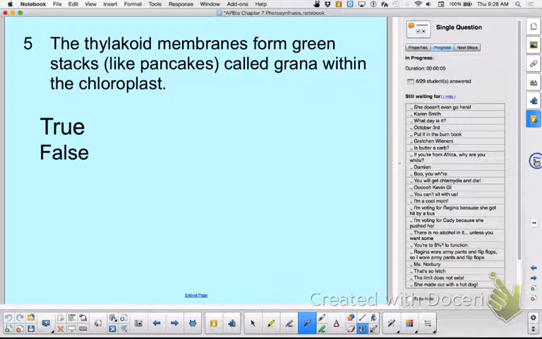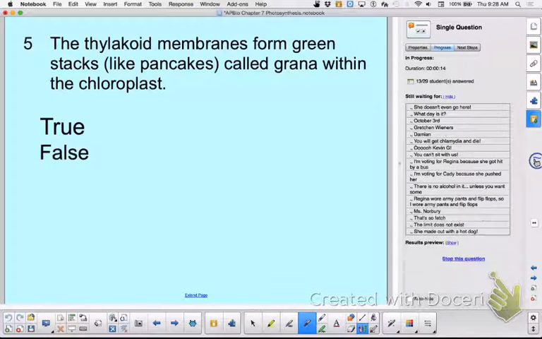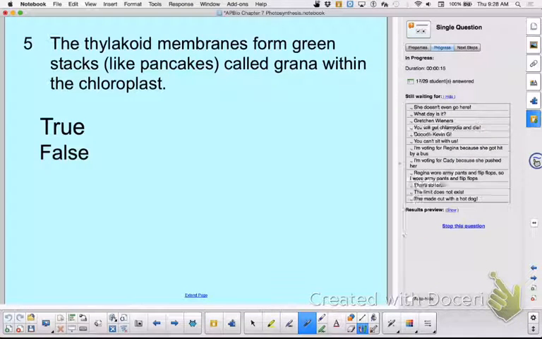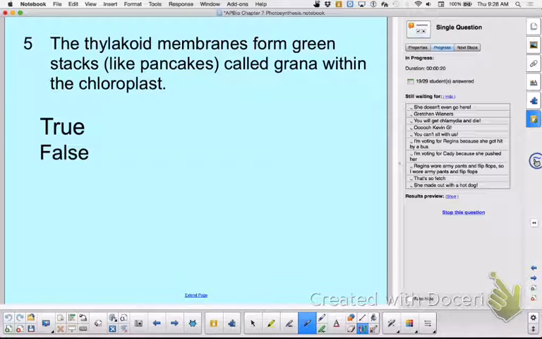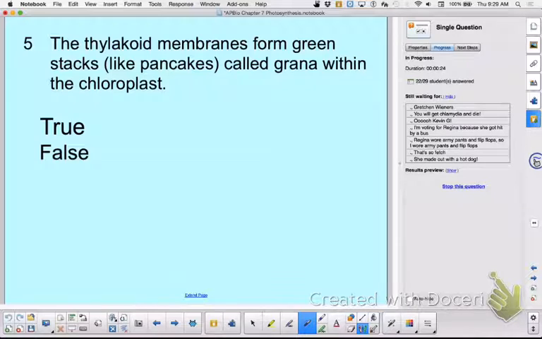Now, what could you do over this long weekend? Review what you've already learned, and you could also look ahead, okay? We have the second part. We have the Calvin cycle left to learn, and then we have cellular respiration, which is basically doing the same thing backwards.